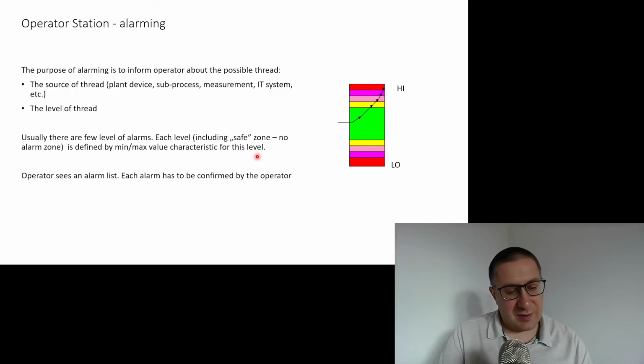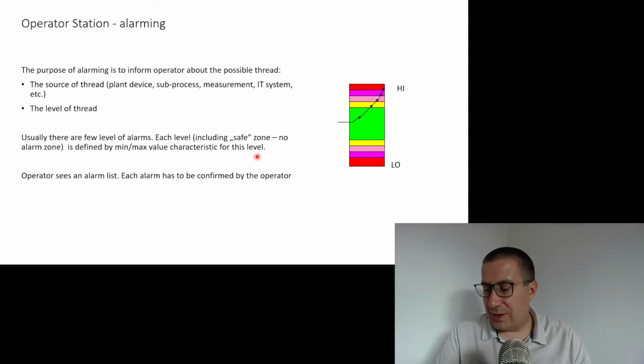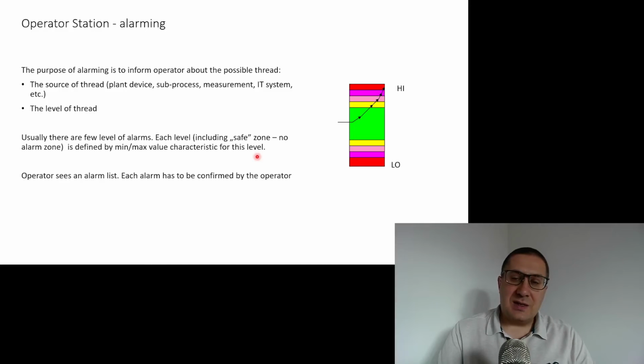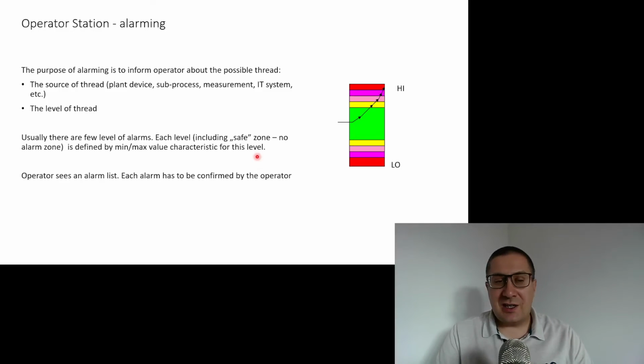The alarming is very important. If our AI algorithm predicts the risk of a failure, it is good to raise the alarm. So we need to understand how the alarming is working. For each variable, for each process point, for each tag, we can associate the alarm.